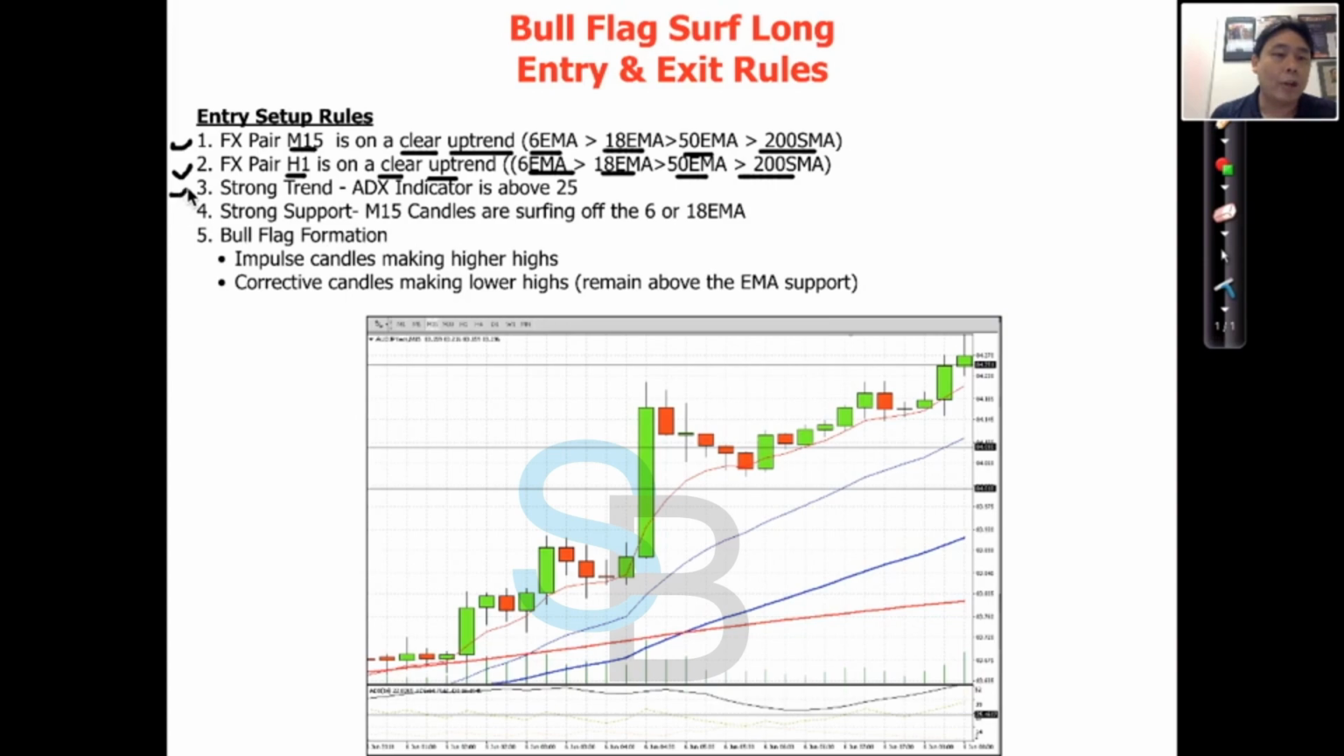Next, I want to ensure that it's a strong trend. Again, doesn't matter whether it's an uptrend or downtrend, it must be a strong trend. To help me, I look for the ADX indicator to be above 25, telling me that the trend is a strong one. Next, I'm looking for a strong support, which means I'm looking for the candles touching and surfing off the 6 moving average or the 18 moving average. It's going to surf one of them.